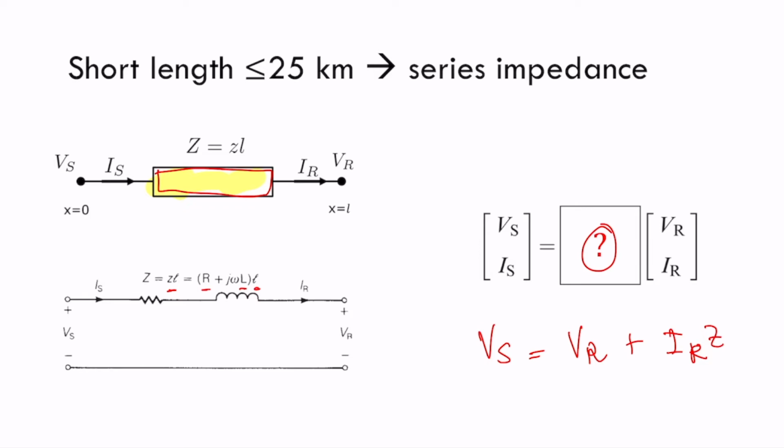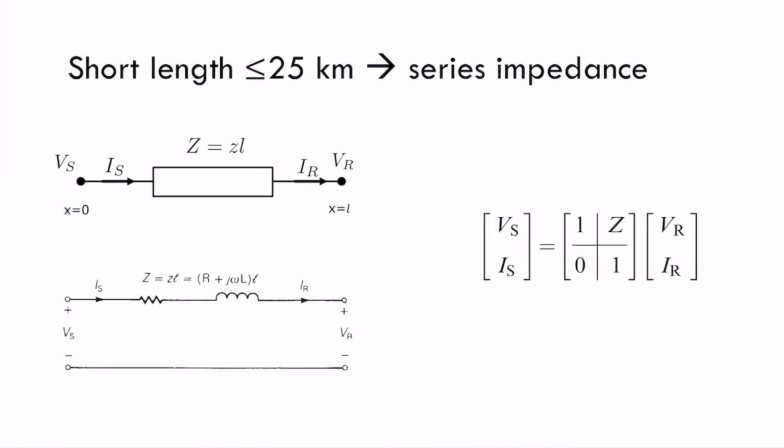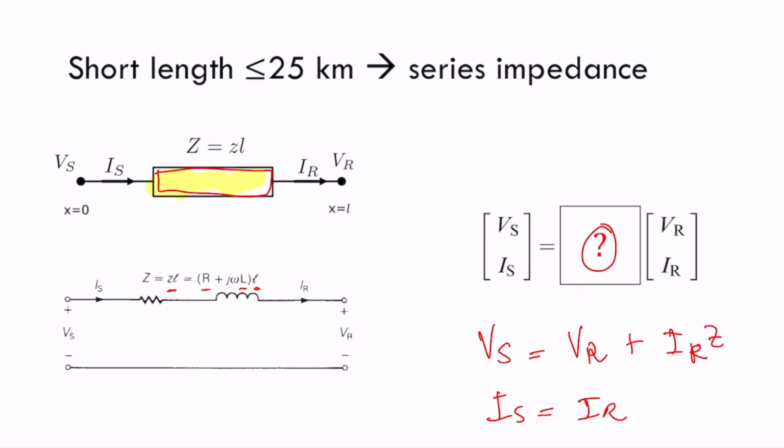Similarly, we have the current in S is equal to the current in R. This is simple in this case. We can have our matrix in that way. So it's easy to see from this matrix that VS is equal to VR plus IR times Z. This is what I wrote before, and this is basically this voltage drop, which is IR Z.